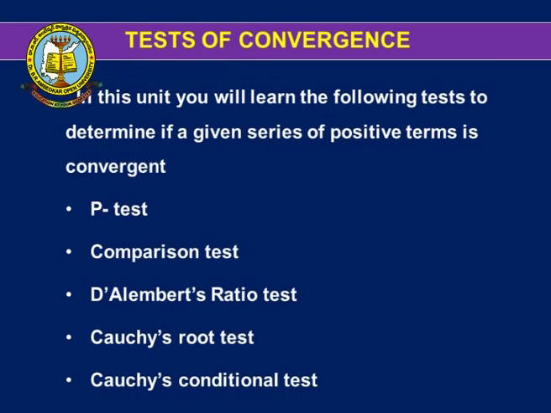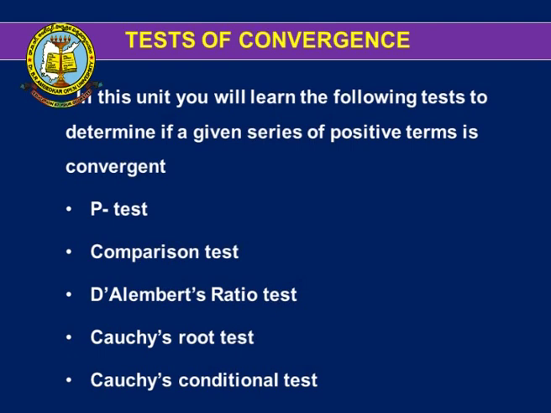Now we will learn the tests of convergence. They tell us only whether a series of positive terms is convergent or not. Whenever we go for alternating series, that is a different concept which we will discuss in the second part. In this first part it is the tests of convergence. We have the p-test, comparison test, D'Alembert's ratio test, Cauchy's nth root test, another name for which is Cauchy's root test, and Cauchy's condensation test. These are the five tests we have in our syllabus.